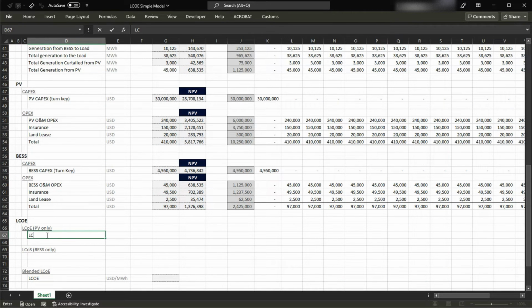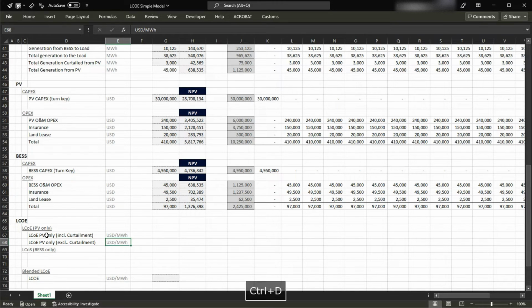So what do we have here? LCoE, PV only, including curtailment. Then we're going to have an LCoE excluding curtailment. So those are the two LCoEs we're going to have for the PV. They will both be in USD per megawatt hour. Same here.